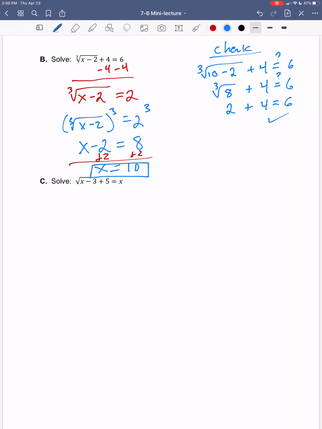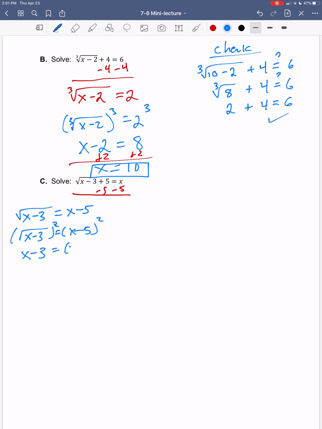So what I've got to do first here is get rid of that plus 5. So I subtract 5 from both sides, and that's going to give me the square root of x minus 3 equals x minus 5, and then I'm going to square both sides. The left-hand side is easy. Squaring a square root, that just goes away.